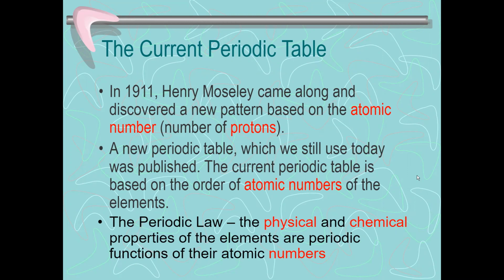And the periodic law, which is the law that's followed in regard to the periodic table, says that physical and chemical properties of the elements are periodic functions of their atomic number.